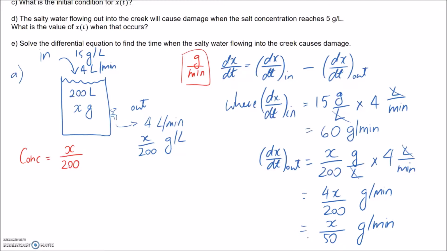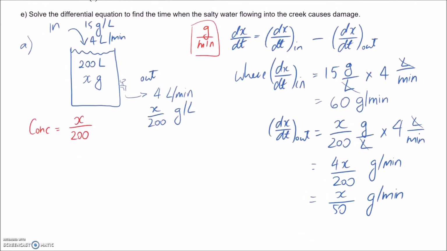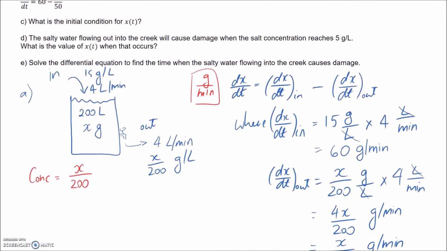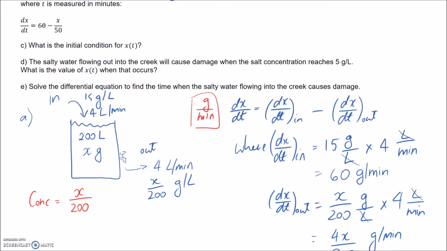So that's our outlet. What we want to do now is go back and substitute what we've found for the rate of salt into the tank and the rate of salt out of the tank into this original equation that we started with. So there we end up with dx on dt is equal to, we replace this with the 60. I'm just going to drop the units and we'll just know that they're all in grams per minute. And here we can replace it with x on 50. And what we should find is that this equation is exactly the same as what we were asked to show back up in the question, as you can see here.